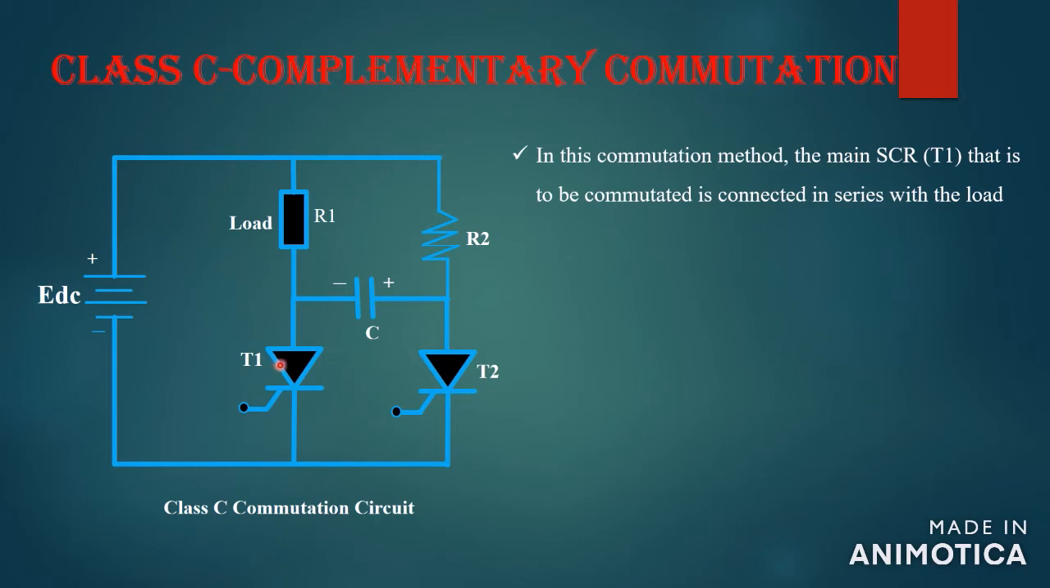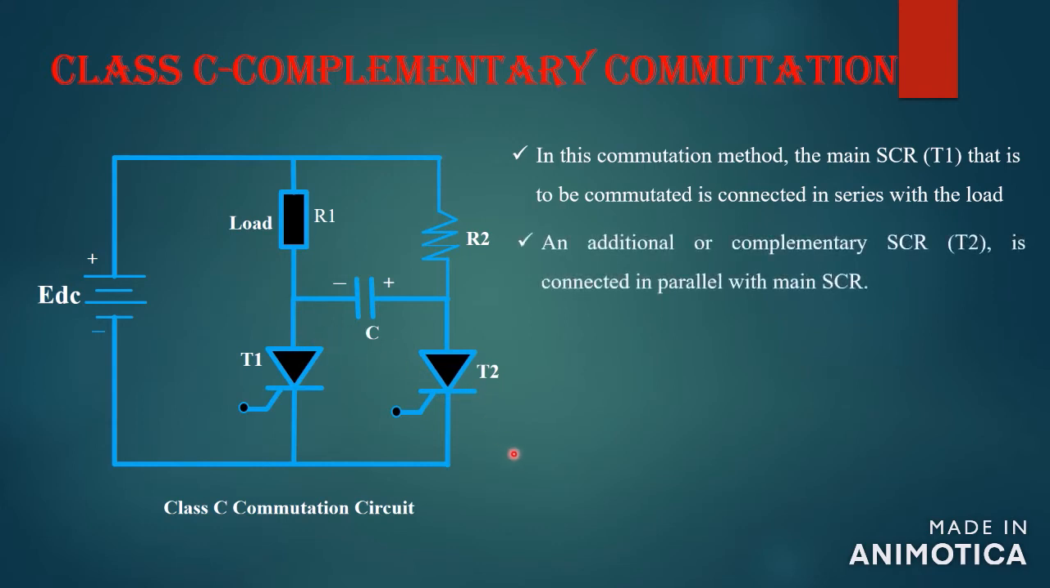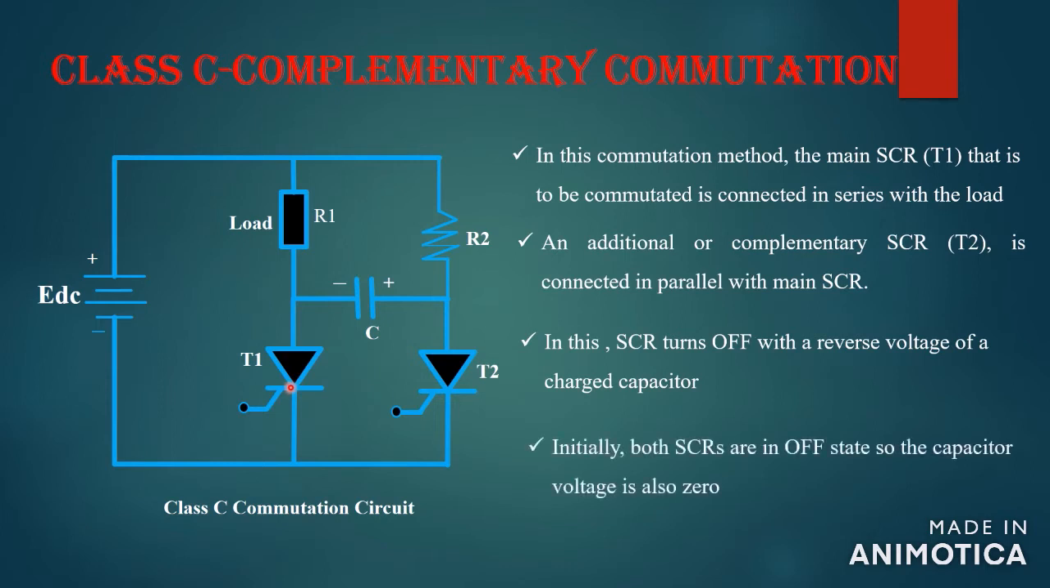The main thyristor is connected in series with the load, and thyristor T2 is connected in parallel with the main thyristor T1. Here the capacitor is connected in between T1 and T2. The reverse voltage of the capacitor is actually used for commutating the conducting thyristor. Initially we are assuming both the thyristors are in the off state, so the voltage across the capacitor will be 0. That is, the capacitor has no charge.